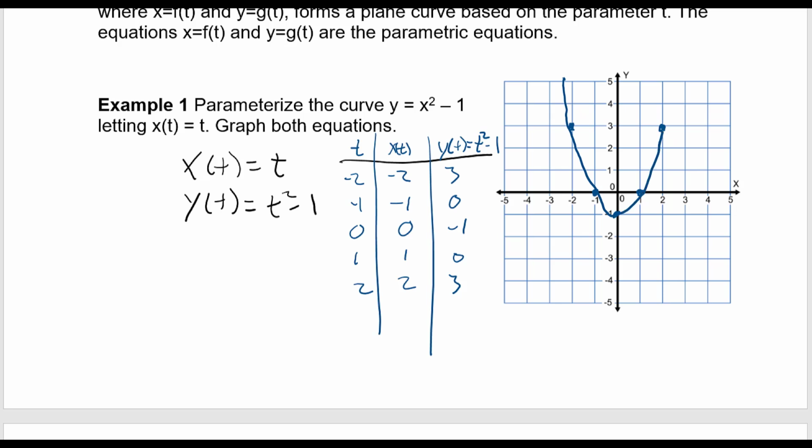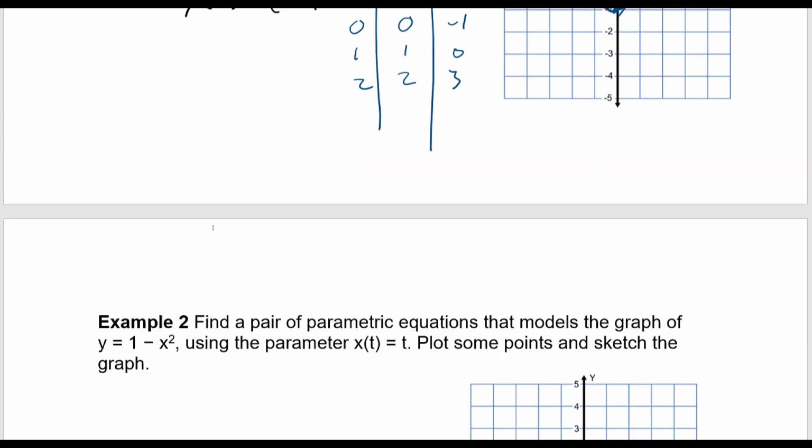So as the book said, I'm going to include it this way, with arrows indicating the direction that the graph is going in as time gets bigger. And that is the idea behind a parametric equation. It's not just the graph, but as t gets bigger, which way is this graph going? Okay, let's move on to another example.